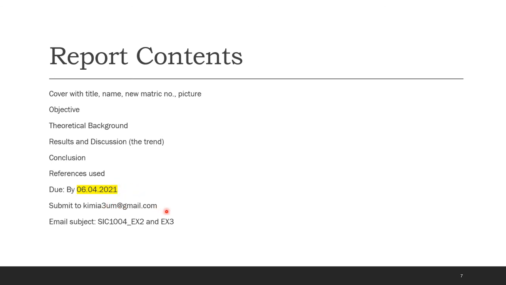Submit to the same email, and because you have 2 lab reports to submit, make sure that you have the 2 documents, experiment 2 and experiment 3, in one email subject. Don't make separate emails, just email the 2 documents together in one.